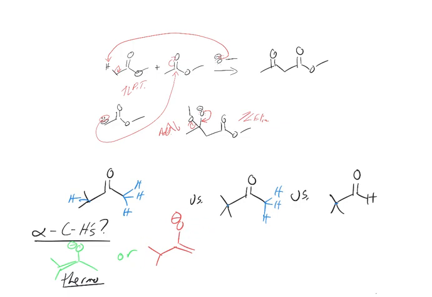This one is going to be considered the kinetic enolate. Why? Because it is easier to make, it has a lower activation energy. There's three spots it could grab an H from. So this is a kinetic enolate. So: identifying alpha CHs, and then even a step further, thermodynamic versus kinetic.